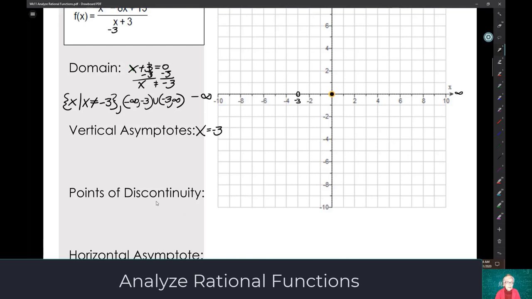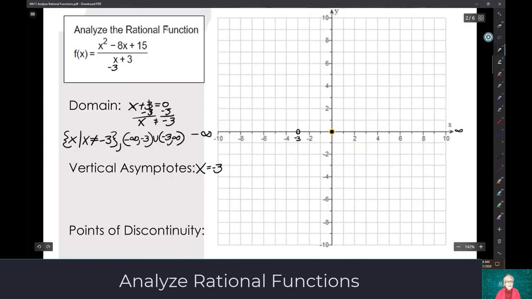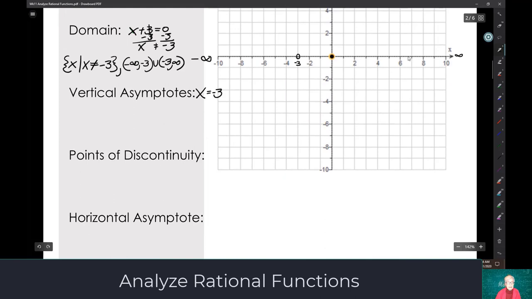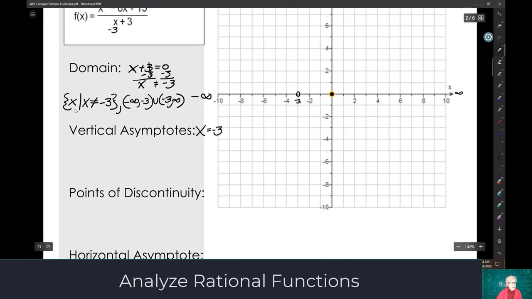So just to make sure your denominator does not cancel out, you need to factor the top and factor the bottom. You do this after you find the domain. Okay. The domain will always be x cannot equal negative 3, written this way or that way.